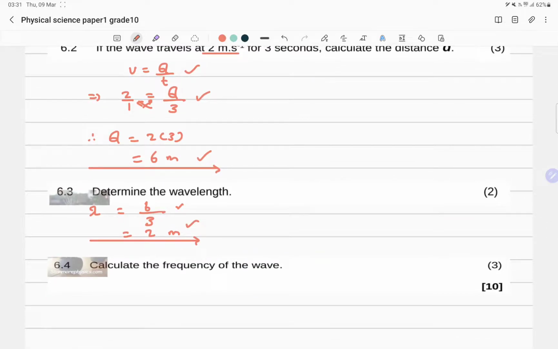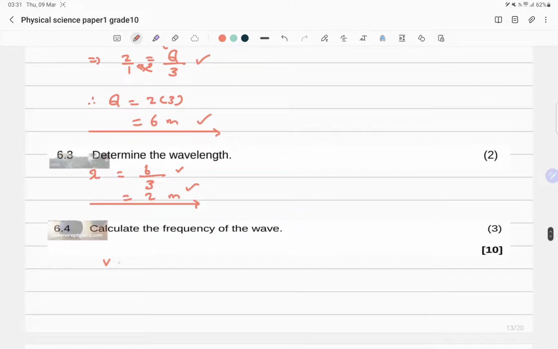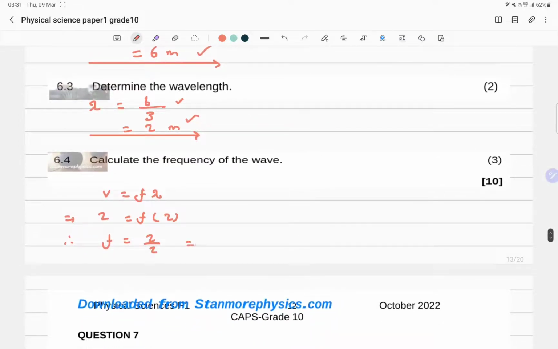And then calculate the frequency of the wave. So now we can use our general wave equation. We know that the wavelength is 2. Therefore, our frequency is going to be 2 divided by 2, which is just 1 hertz. Anyway, there is our mark: substitution, answer, with an SI unit.